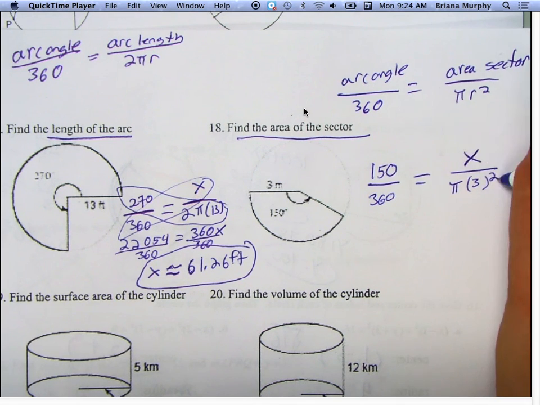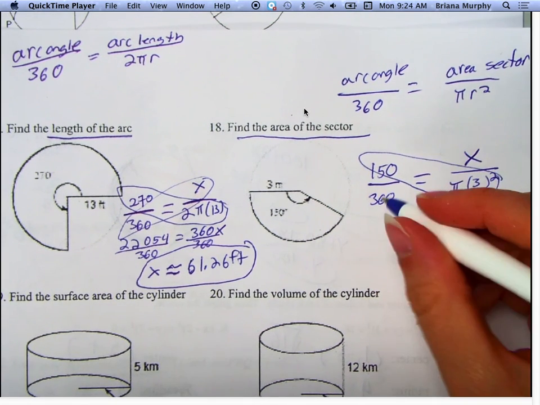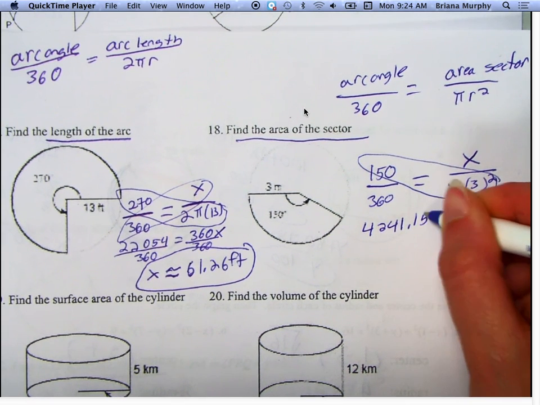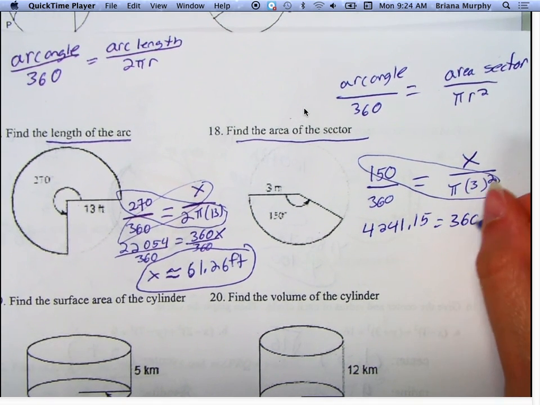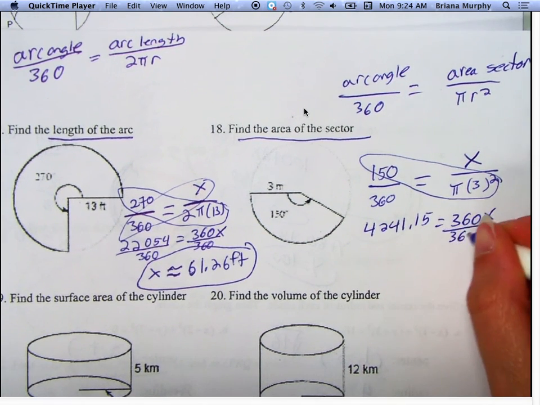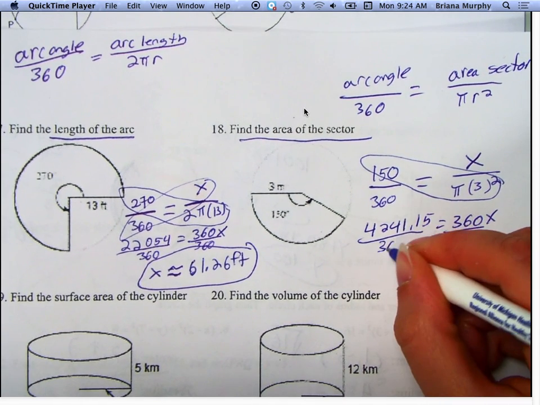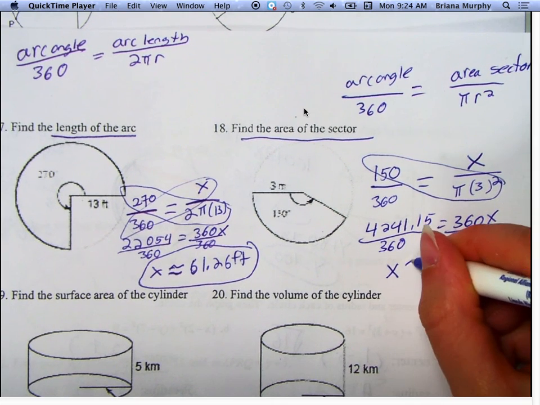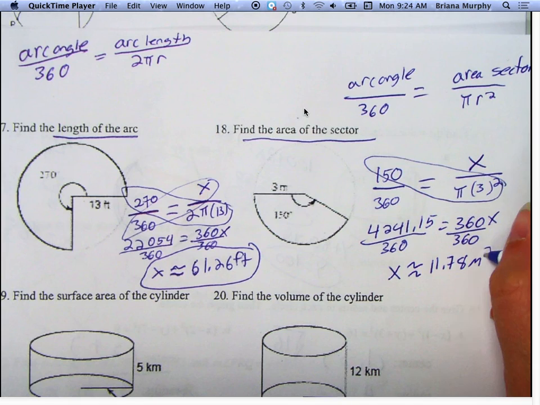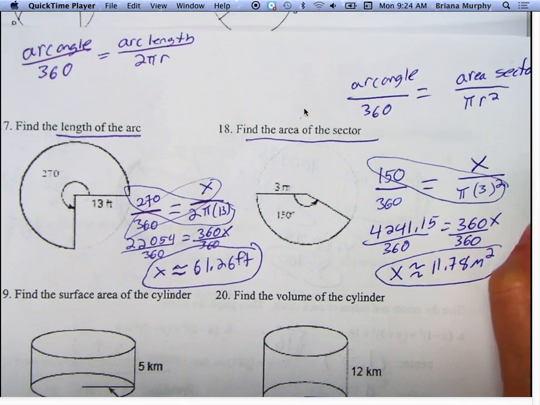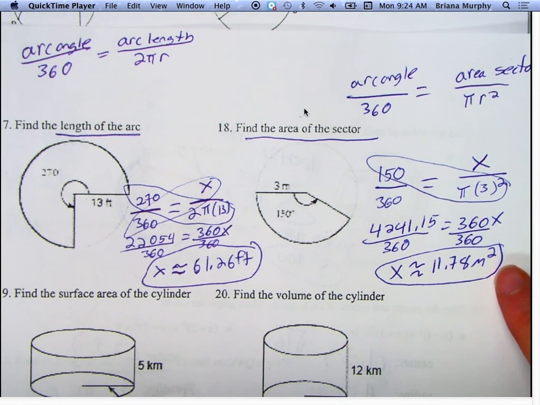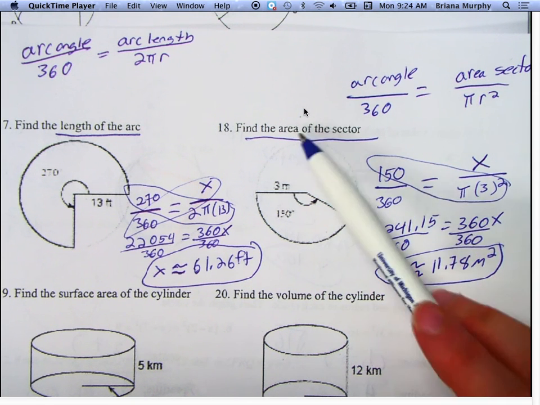Okay, so we're going to cross multiply. And we get 4,241.15 equals 360x. I'm going to divide both sides by 360. And I get x is approximately 11.78 meters squared. And it's squared because why? Because it's the what of the sector? Area.